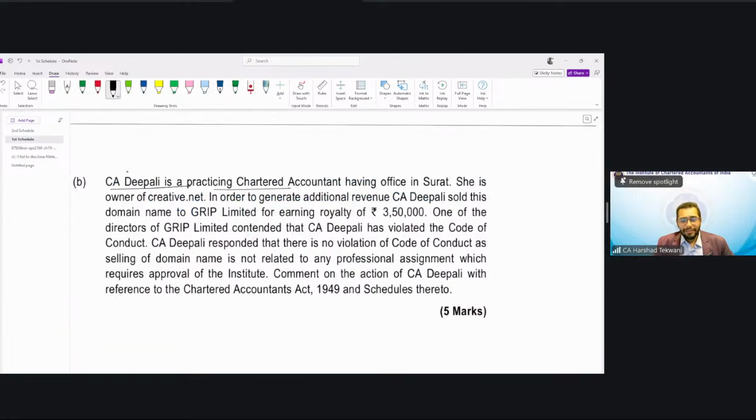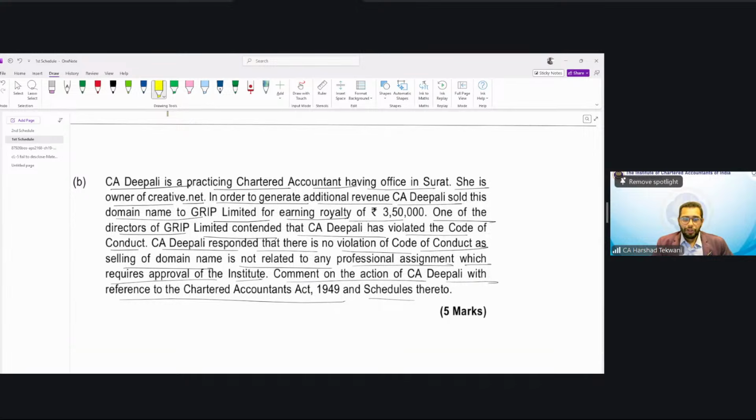CA Dipali is a practicing chartered accountant having an office in Surat. She is the owner of creative.net. In order to generate additional revenue, CA Dipali sold this domain to GRIP Limited for earning a royalty of 3,50,000. One of the directors of GRIP Limited contended that CA Dipali has violated the code of conduct. CA Dipali responded that there is no violation of the code of conduct as the selling of a domain name is not related to any professional assignment which requires approval of the institute. Comment on the action of CA Dipali with reference to the CA Act and schedules thereto. Something new.